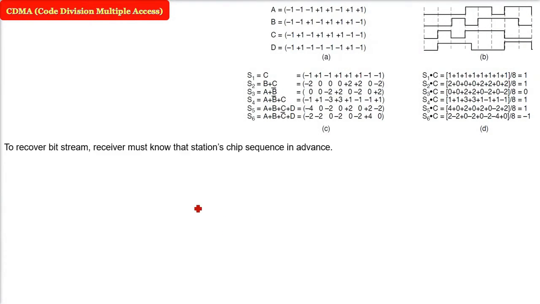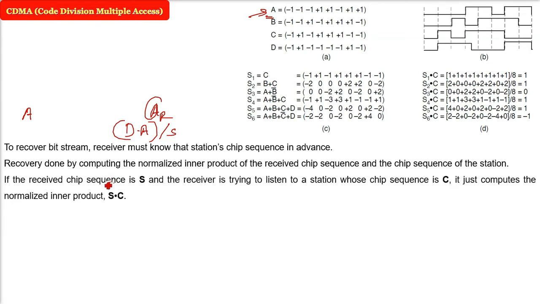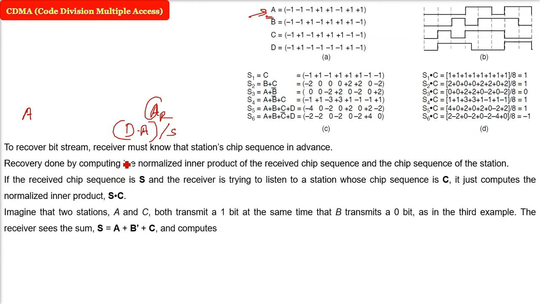In order to recover the bit stream, the receiver must know the station's chip sequence in advance. If A is sending something, the receiver of A needs to know the actual sequence. So recovery is done by computing the normalized inner product of the received chip sequence and the chip sequence of the station. That is, the content in the channel is multiplied by the chip sequence of that particular station, and you have to divide by the number of stations.